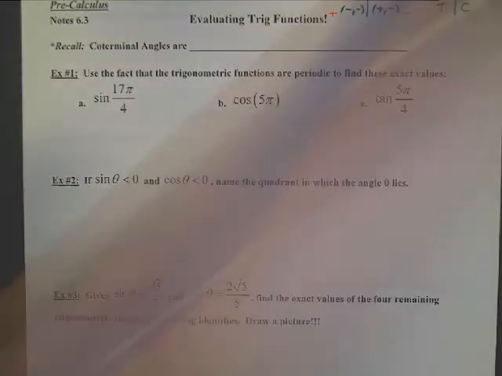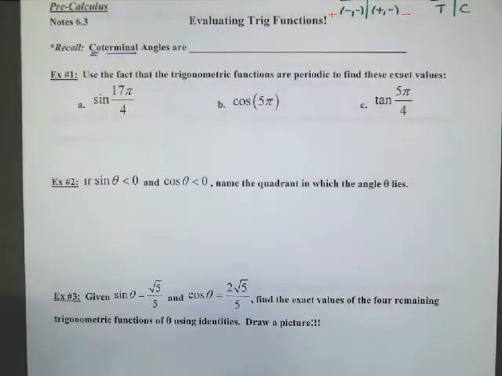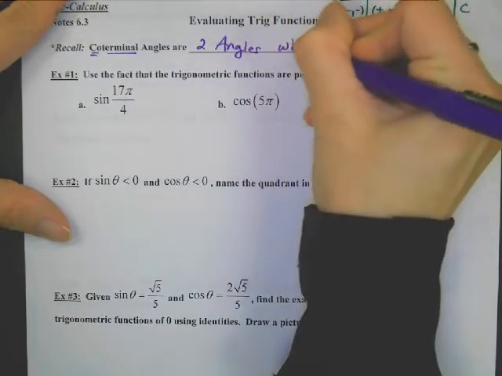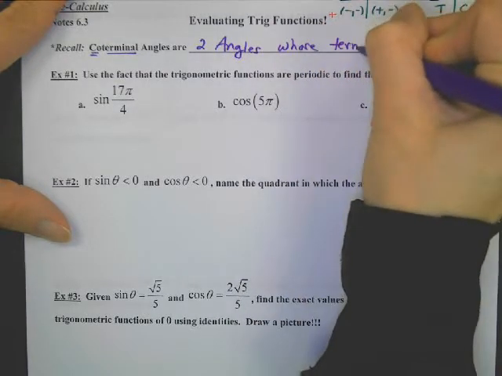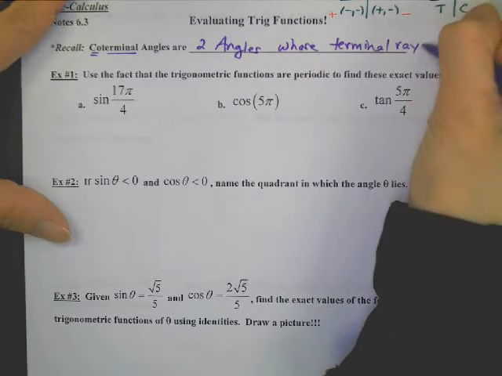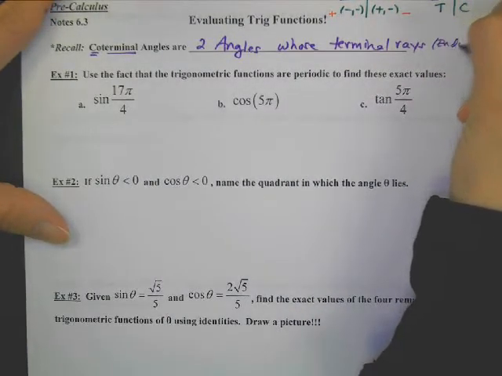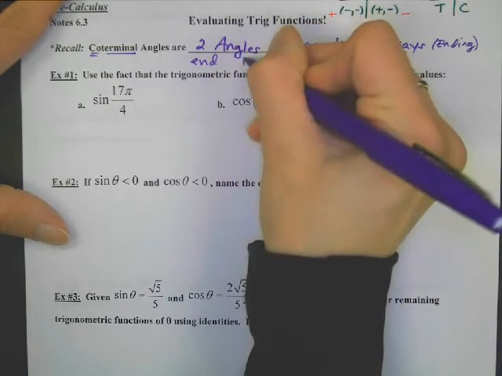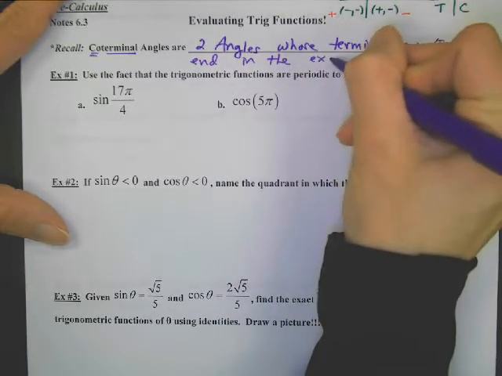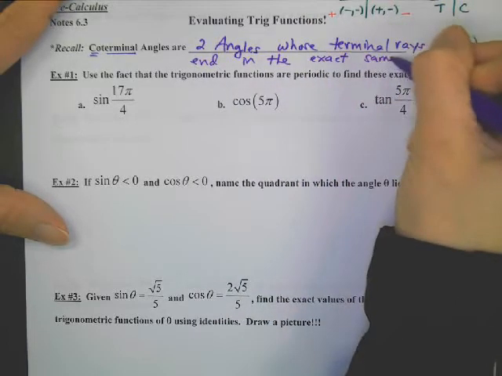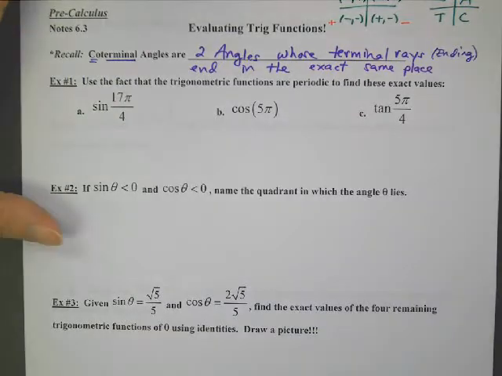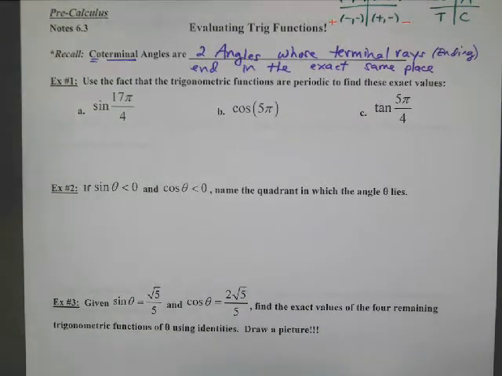Okay, remember, coterminal. Coterminal are two angles whose terminal rays, the ending ones, end in the exact same place. So what you have is a unit circle, and angles are going round and round. They stop in the same place. Sine and cosine are going to be the same. So you essentially know an infinite number of trig values.